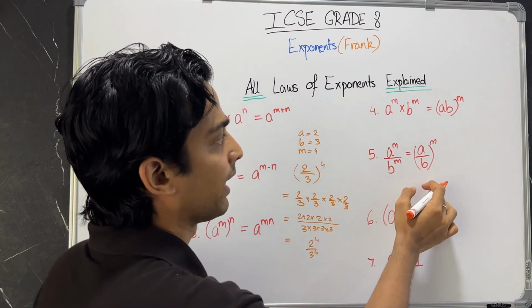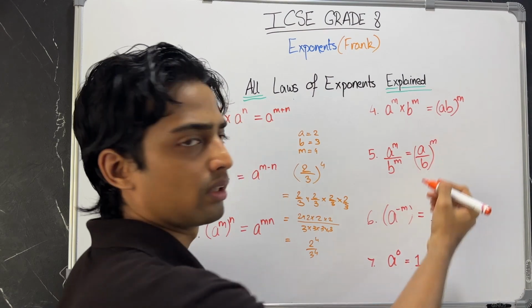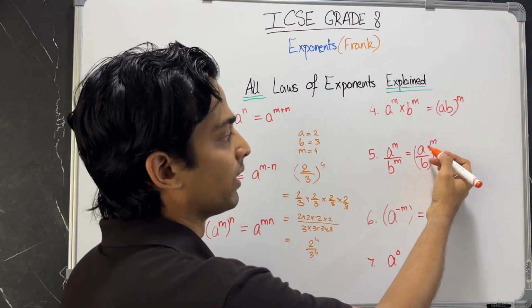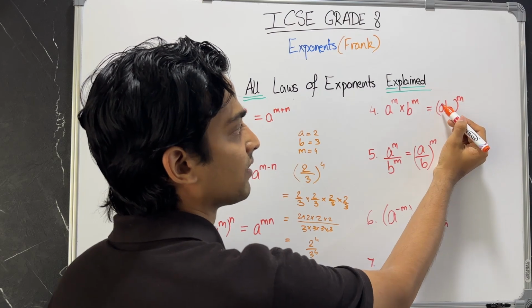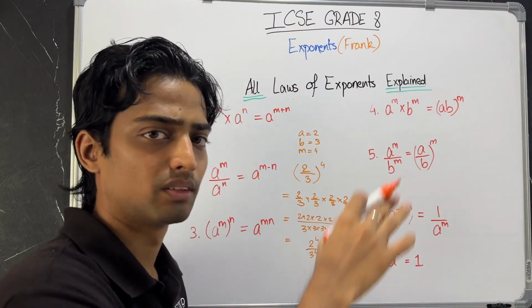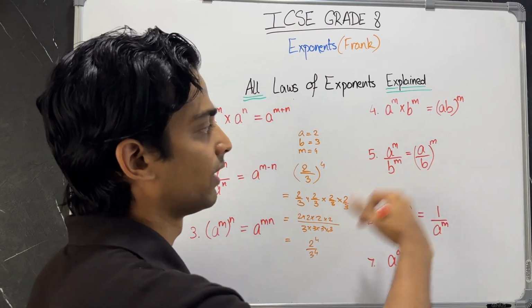So when we open the bracket, we can distribute the power to numerator and denominator. Same thing here. This is a multiplication, still it gets distributed. Whether it's division or multiplication, the power will get distributed.